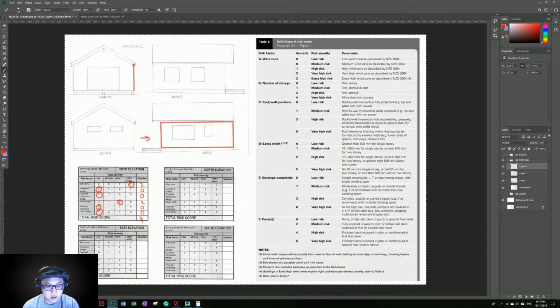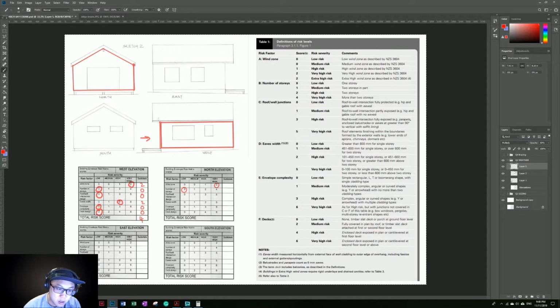Now we look at the north elevation. So it's this one here. Just going to draw over it. And so the wind zone is still the same. It's very high. Number of stories still 1, so it's going to be a low. Roof to wall intersection. So here you have to think about that edge at the top, is it protected? From this view, it's a bit hard to see, but if you were to turn again 90 degrees, you would see that the north facade is this one right there.